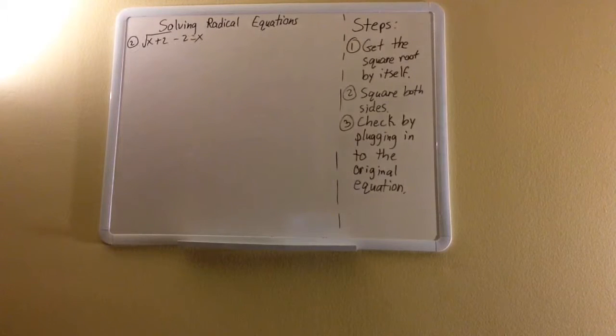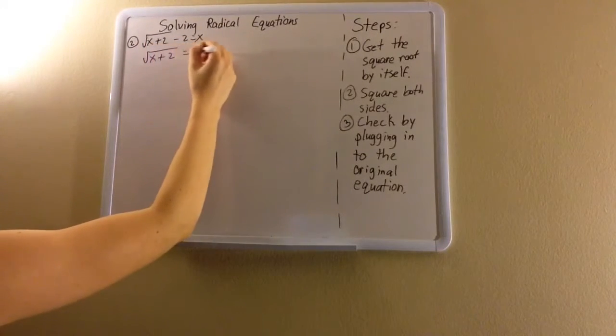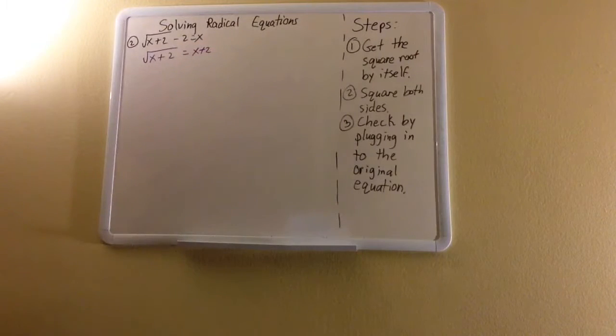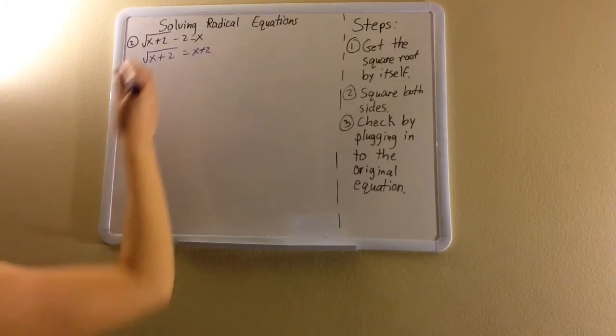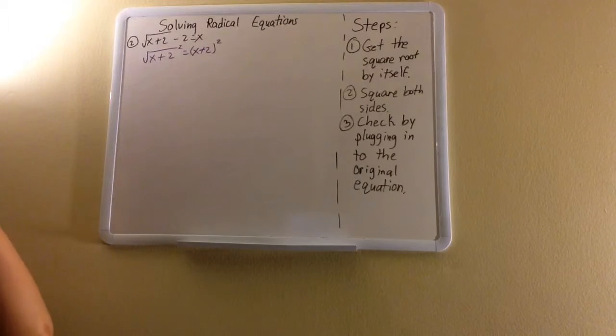Here's our second example. Remember, we're still doing the first step. We need to get the square root by itself by adding the 2 to both sides. So I get the square root of x plus 2 is equal to x plus 2 here. From here, I'm going to square both sides. So I square this side. When I square the right side, I want to put parentheses around it, because this is a good reminder of what we are really supposed to be doing here.